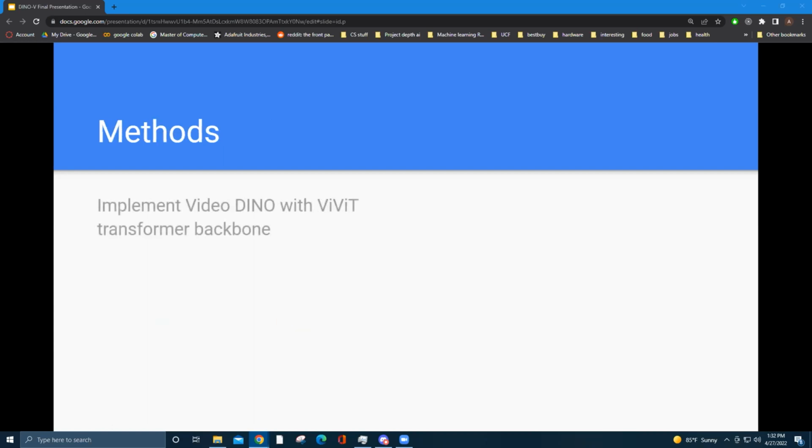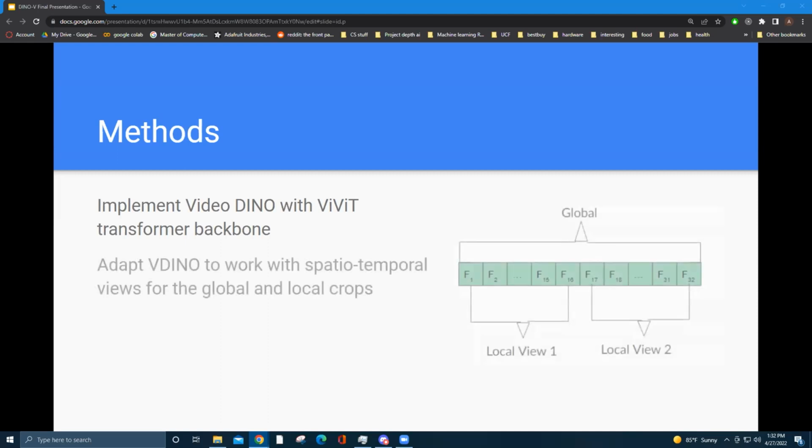As for our method, we implement video DINO with a ViViT transformer backbone. We adapt vDINO to work with spatial temporal views for the global and local crops. How that works is the global crop will be from frame 1 to frame 32, and the first local crop would be from frame 1 to frame 16. The second local view would be from frame 17 to frame 32.